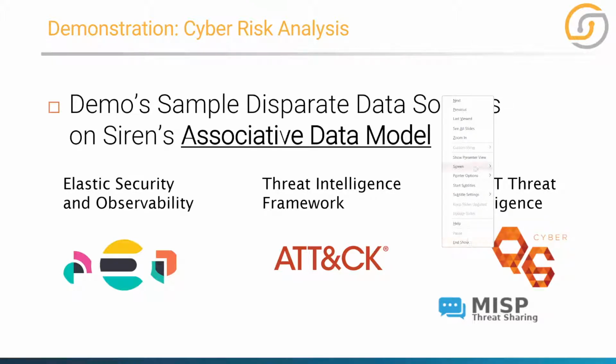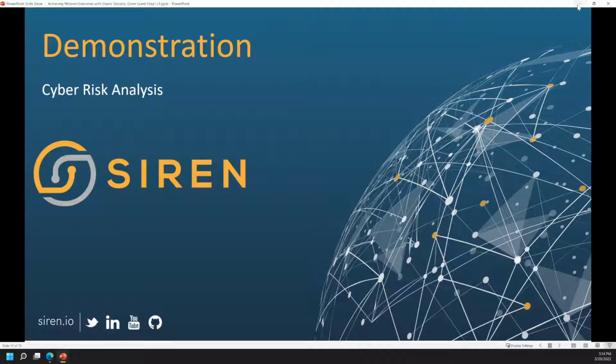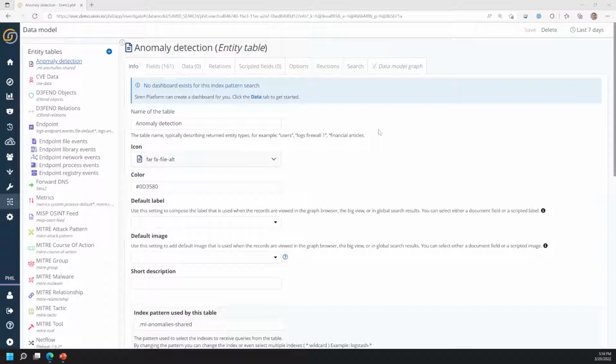So let's head into the demo here. I'm actually going to start with what's happening under the hood, and this involves the ingestion of data into what are called entity tables, which are basically, if you know Elasticsearch, index patterns, but with this ability to create an associative data model.